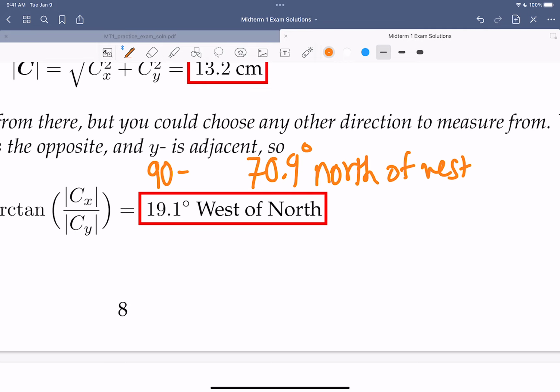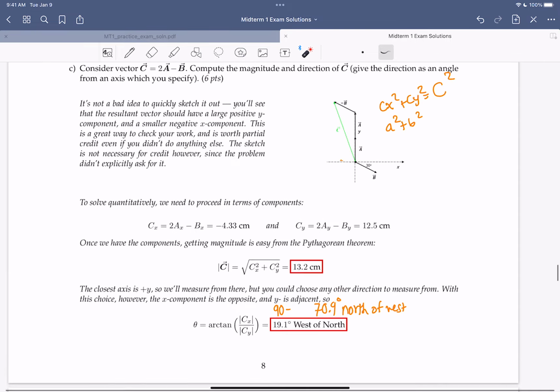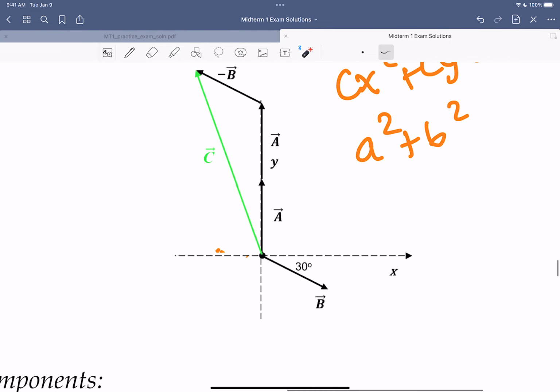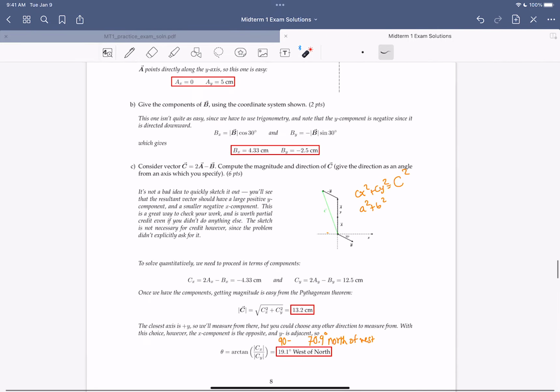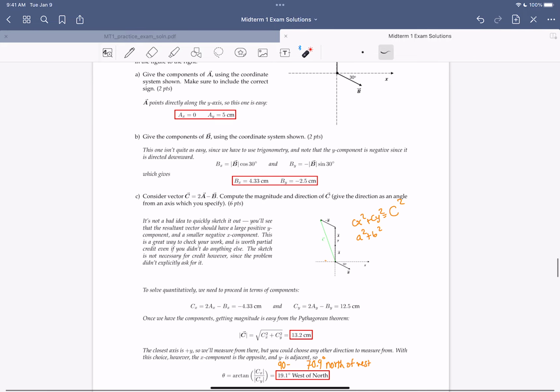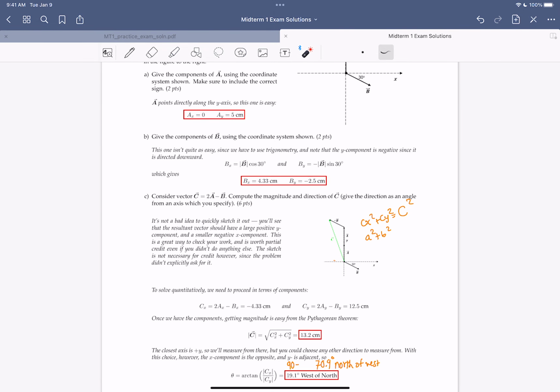Either way works. You just have to make sure that your angle matches up with the inverse tangent values you're calculating. So if you do cy over cx, you get this angle, and that's north of west. If you do cx over cy for your inverse tangent, you get this angle, and that's west of north. Does that make sense for 2c? I can't remember who asked that, but hopefully that makes sense.